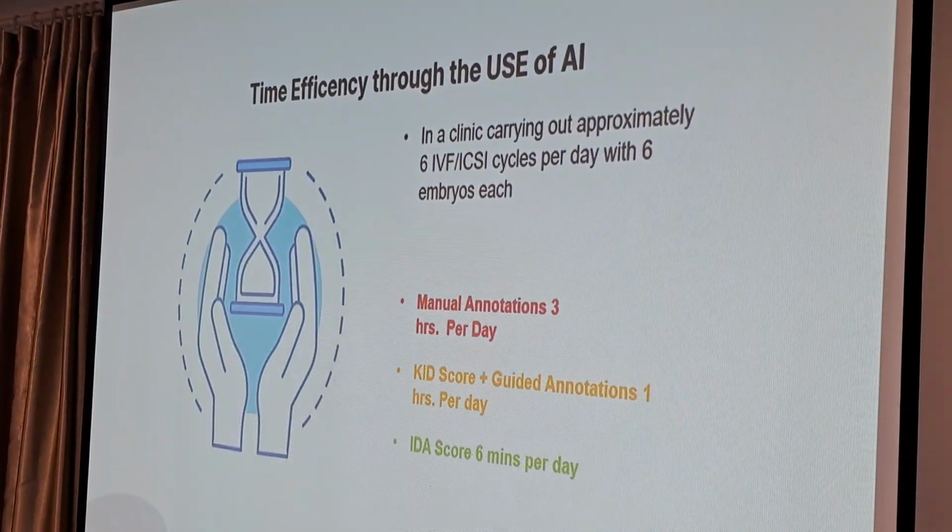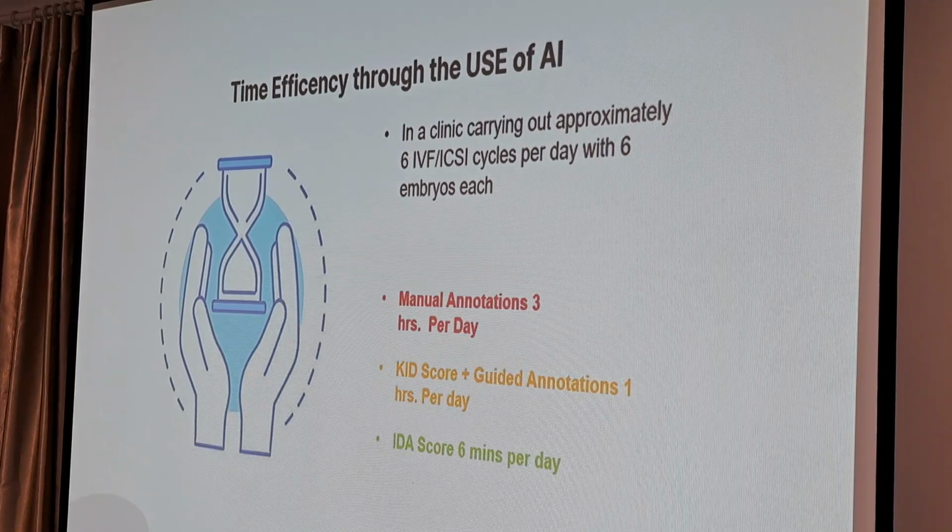So in a clinic where you have 6 IVF ICSI cycles per day, and every patient has only 6 embryos, it will take you 3 hours per day for manual annotation. If you use KidScore and guided annotation, it's as low as 1 hour per day, whereas if you use the iDAScore, it'll take you 6 minutes per day.